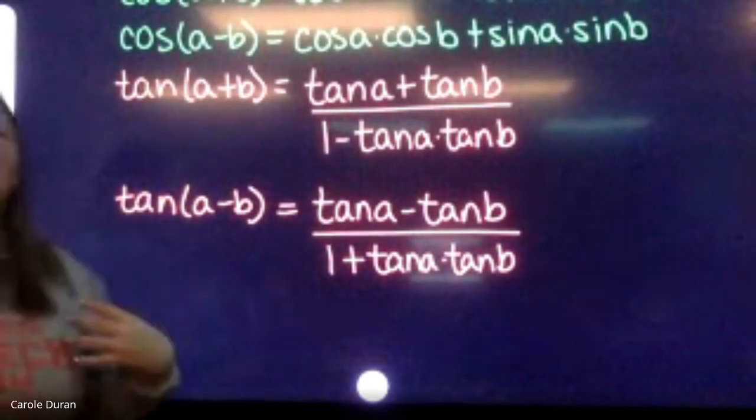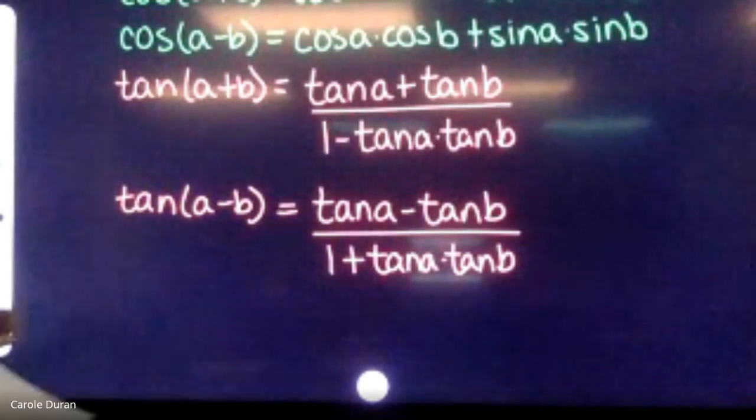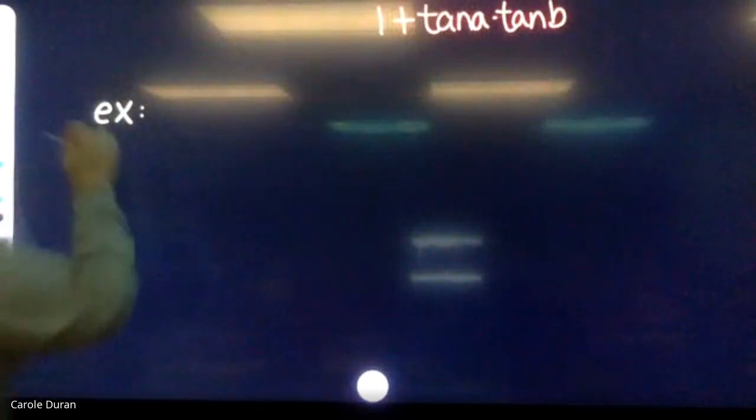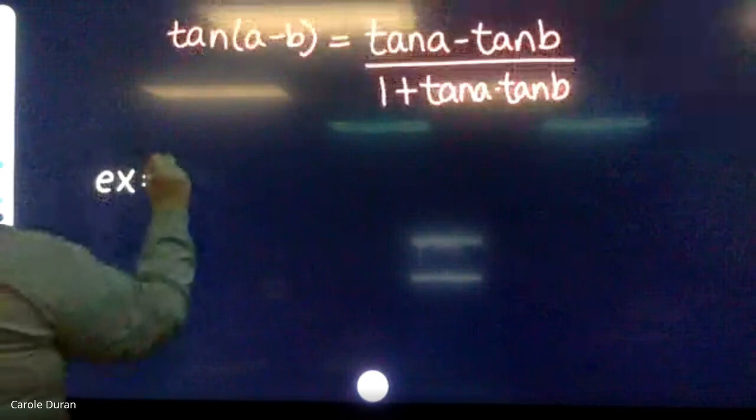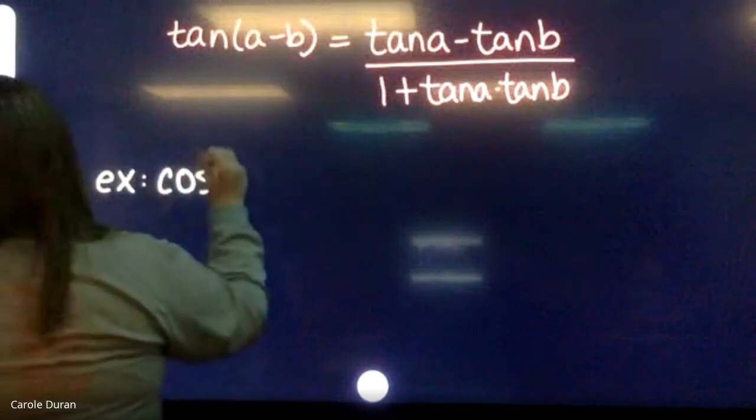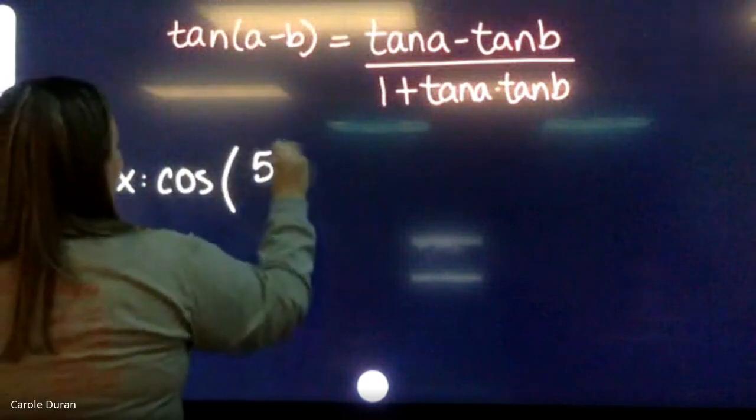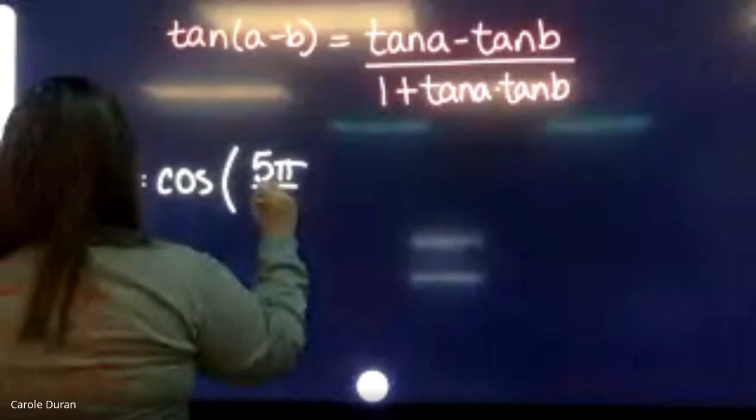So let's go ahead and do an example that uses one of these identities so we can see how it works. So the example I would like to use is cosine of 5 pi over 3 minus x.